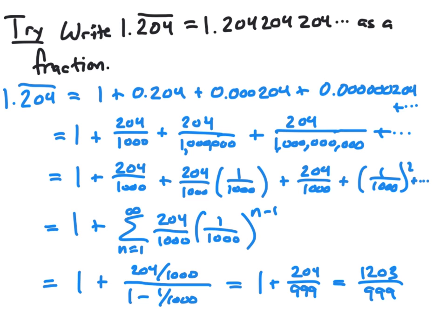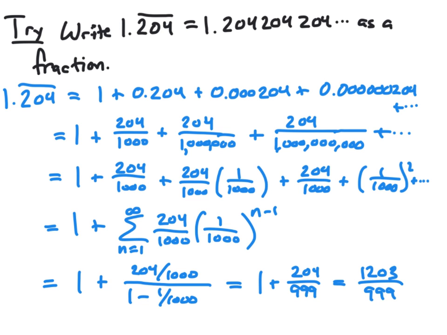We can rewrite 1.204 repeating as 1 plus 204 thousandths plus 204 millionths plus 204 trillionths, etc. We can then rewrite each of those terms as 204 over 1,000 times an appropriate power of 1 over 1,000. This allows us to rewrite all the terms except for the one constant in front as a geometric series. So we end up with 1 plus the sum from n equal 1 to infinity of 204 over 1,000 times 1 over 1,000 to the n minus 1 power.